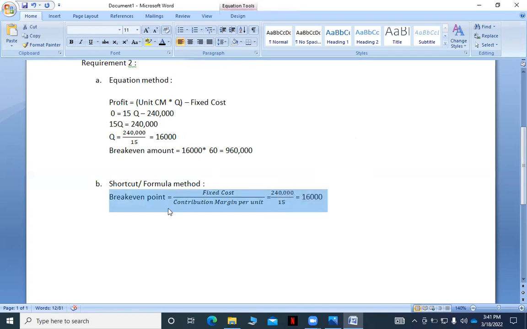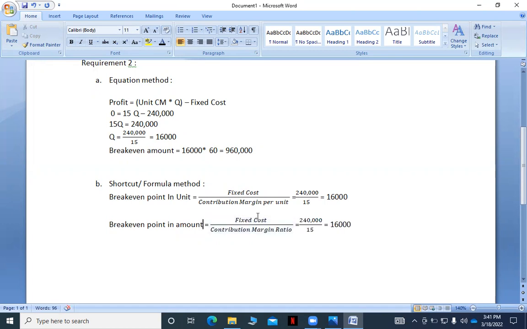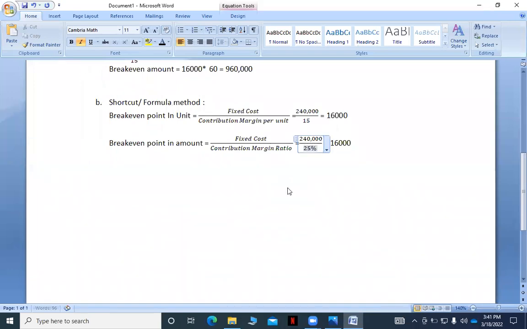Now in amount, we have to show it in amount, as we have learned another formula, so we'll apply it here. That is fixed cost divided by contribution margin ratio. This was break-even point in unit, and this is in amount. So 2,40,000 divided by contribution margin ratio. The ratio we already calculated is 25%. So 2,40,000 divided by 25% will be how much? 9,60,000.